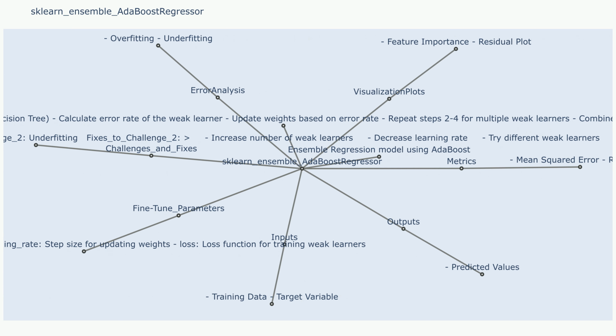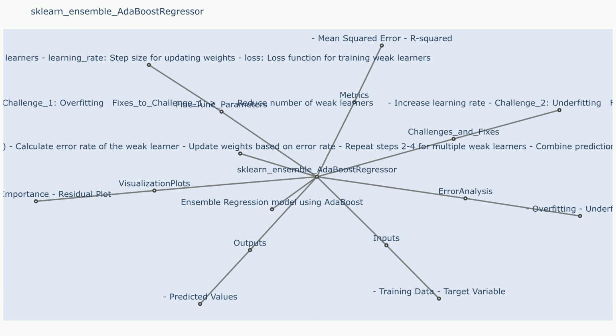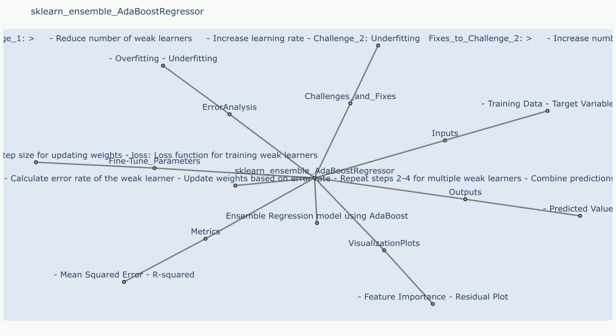Inputs: X, a 2D array containing the features of the training data. Each row represents a data point, and each column represents a feature. Y, a 1D array containing the target values for the training data. The target values must be numeric. Outputs: fitted model, the trained AdaBoostRegressor model. This model can be used to predict target values for new data points. Predictions: when the fitted model is applied to new data, it generates predictions for the target values.